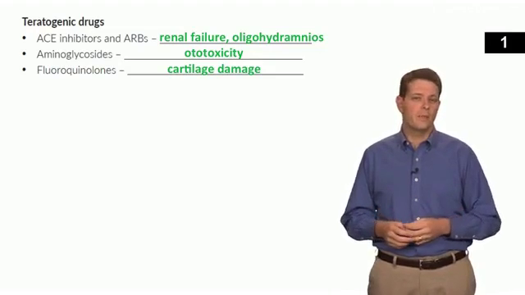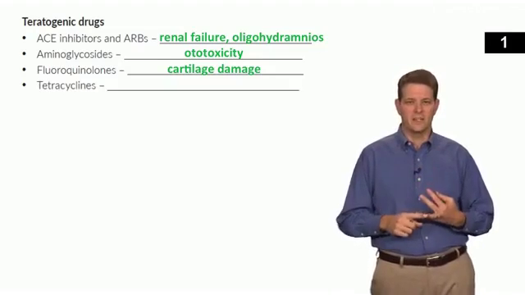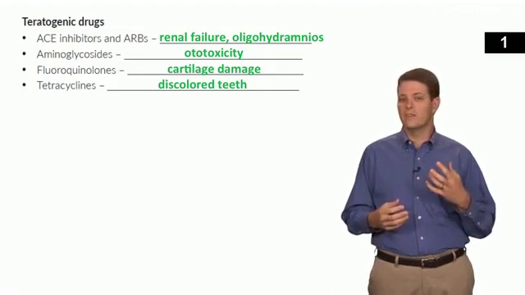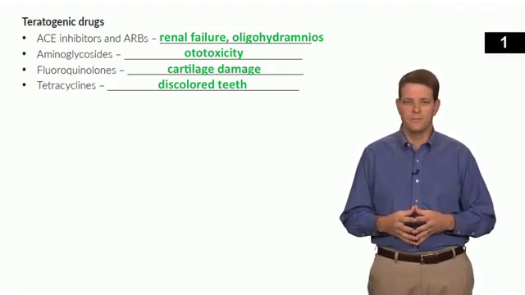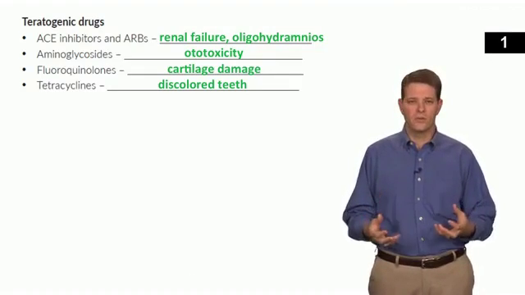And then the third group of antibiotics is the tetracyclines, like tetracycline and doxycycline, which can cause discolored teeth in kids. So in general, we don't give tetracycline to children for that reason, and this could also happen in utero as well. Another group of drugs that in general are potentially dangerous are cancer drugs.